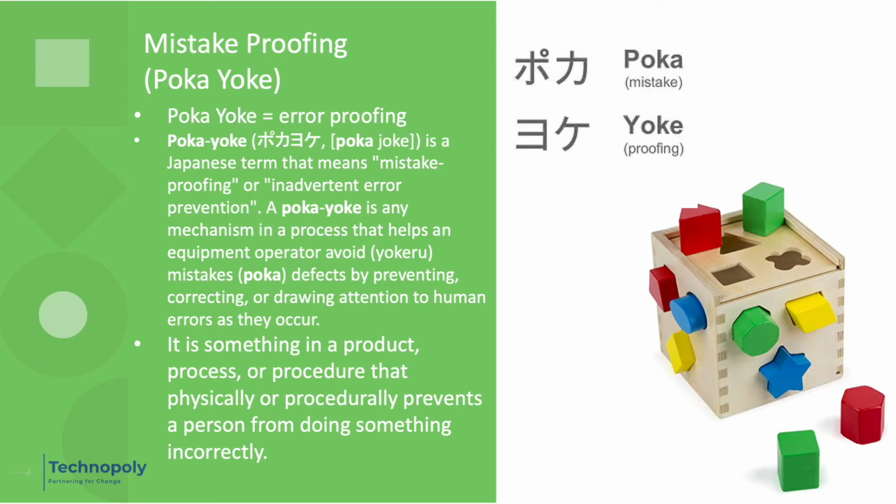Mistake proofing, also known as poka-yoke, is an approach or a way of thinking by which we can design something in a product or process or even in our procedures that will physically or procedurally prevent a person from making an error or a mistake. A good example of poka-yoke would be the shape sorter that you may have played when you were a kid. If you want to help the child recognize shapes, you could have a device that allows you to only insert the right shape in the right hole.